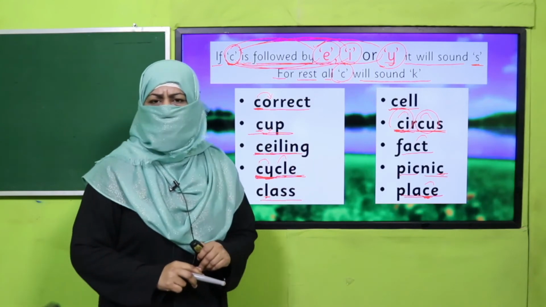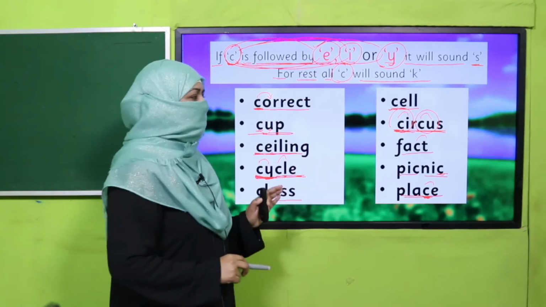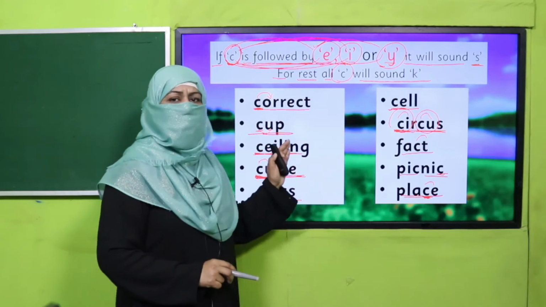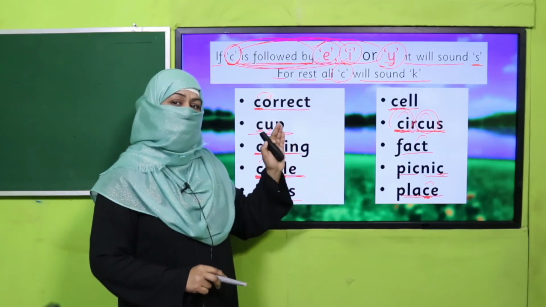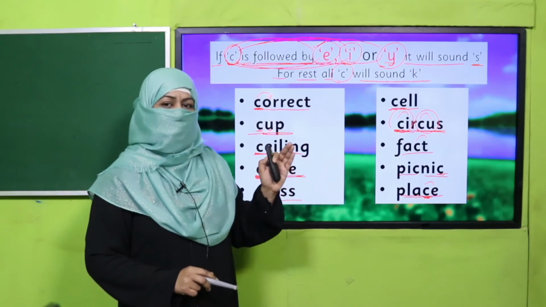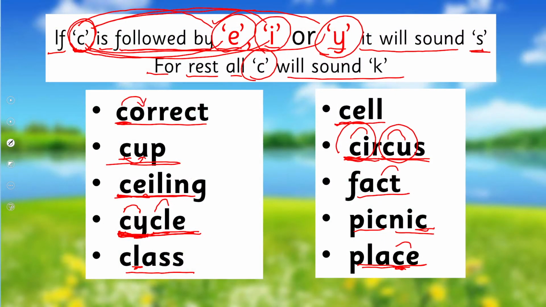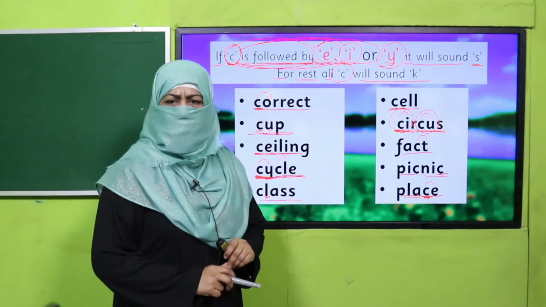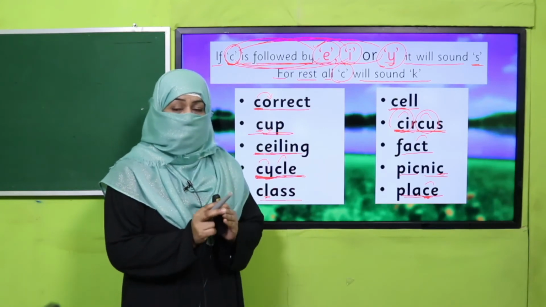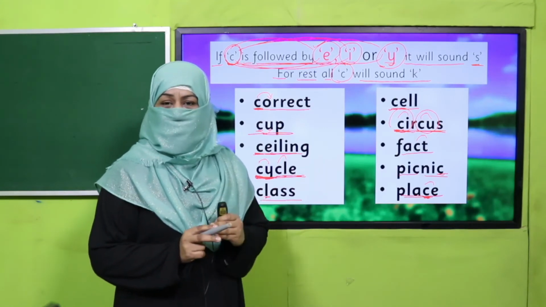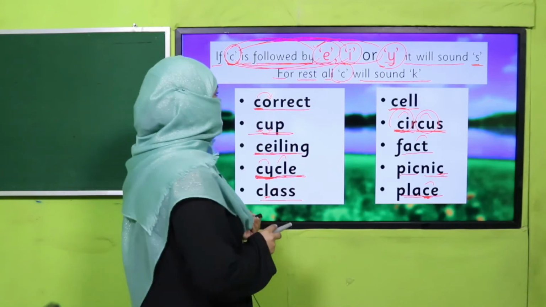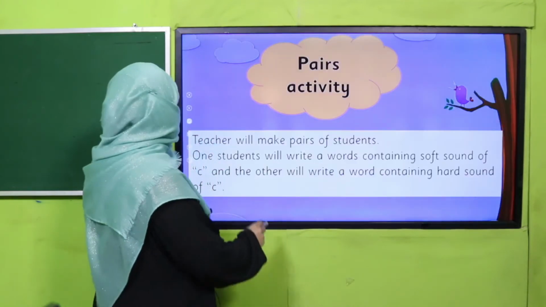Teachers, here I suggest you may pause the video, make students to practice all these words so that they can differentiate between soft and hard C. Then after practice, come back. Yes, my dear children, are you done with it? Now you know when to say hard C and when to say soft C. That's good. So here is an activity.